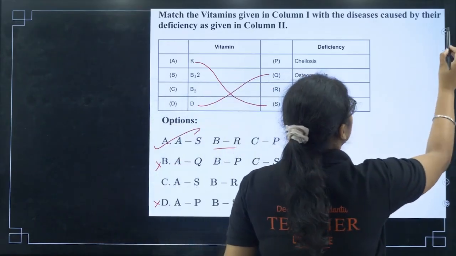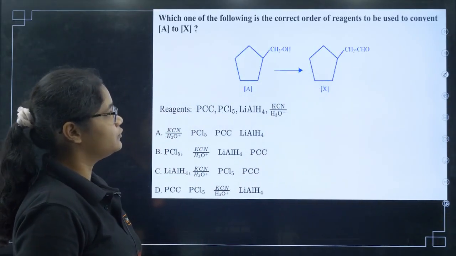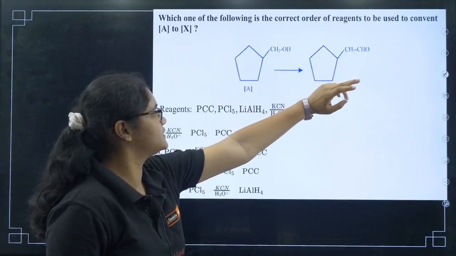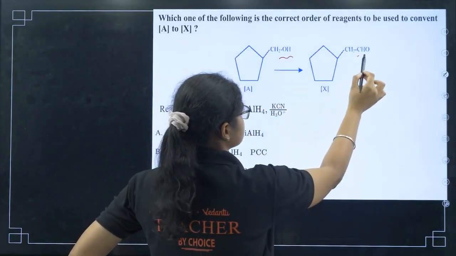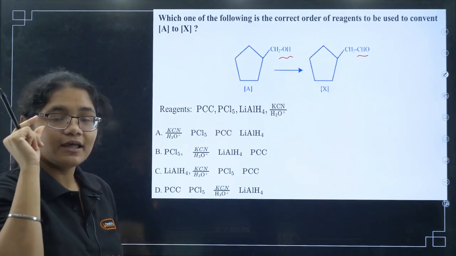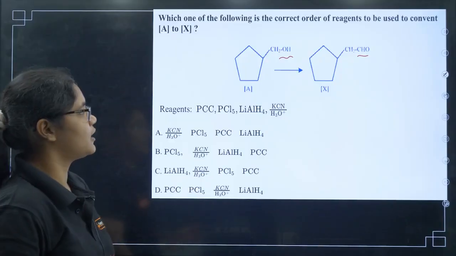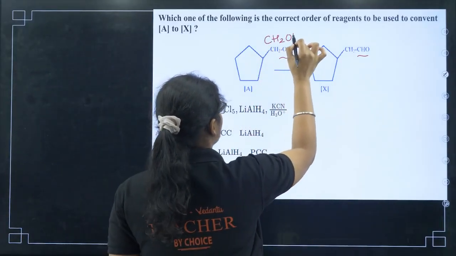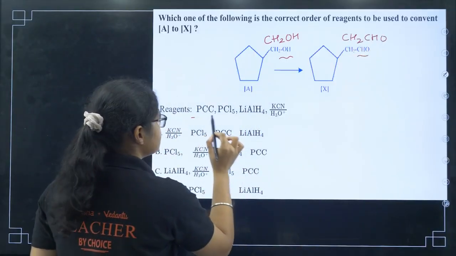Okay. Next question, which one of the following is the correct order of reagents to be used to convert A to X? So you have CH2OH and you have CH2CHO. Okay, you have just added one more carbon. So whenever I have to add one carbon, there must be a use of CN somewhere. Okay, cyanide should be used to increase the number of carbon. I hope this is visible. I'll just write down here, CH2OH to CH2CHO. Okay, here are the reagents given to me.